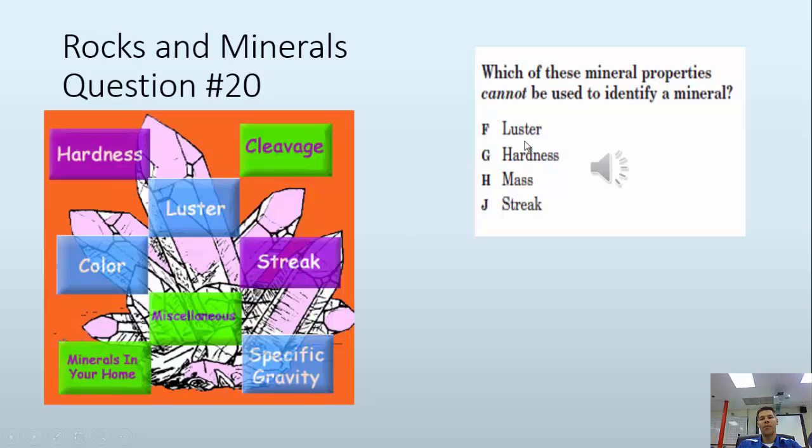What cannot be helpful? Luster, we said yes. Hardness, we said yes. Streak, we said yes. But its mass, its mass cannot be helpful because it doesn't matter how big the mineral is. That won't tell you how much it weighs or how big it is. That's not going to tell you what mineral you have. So the answer is H, mass.